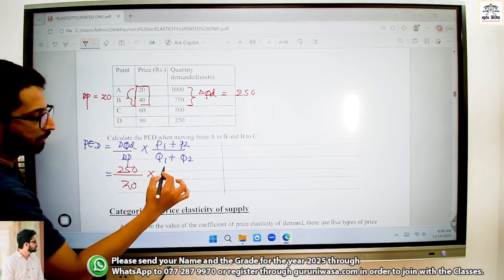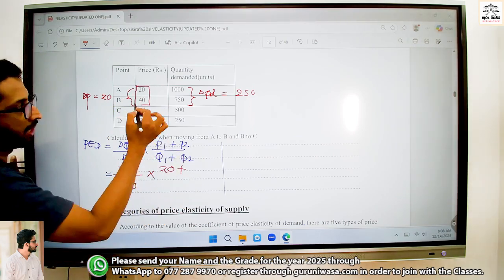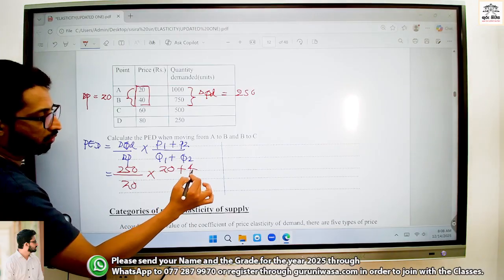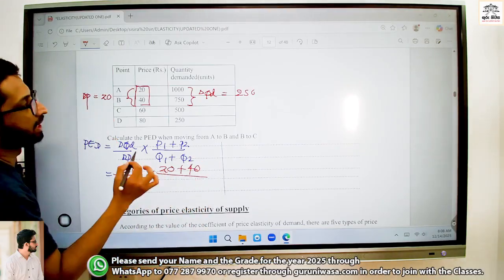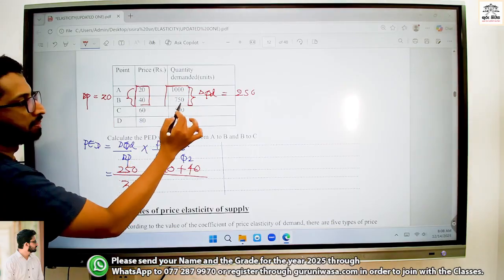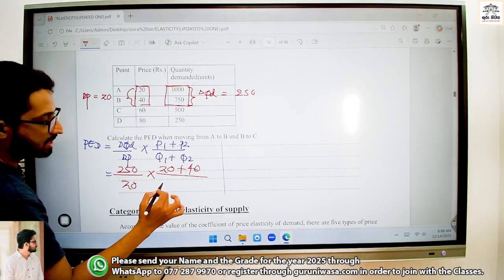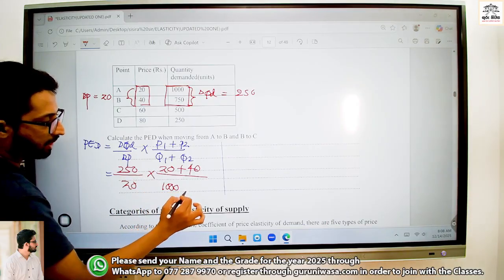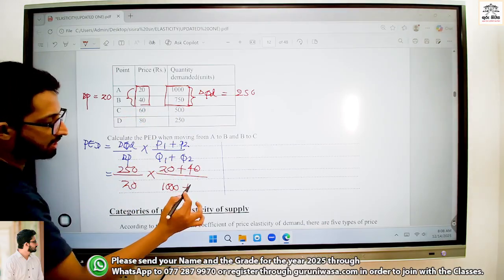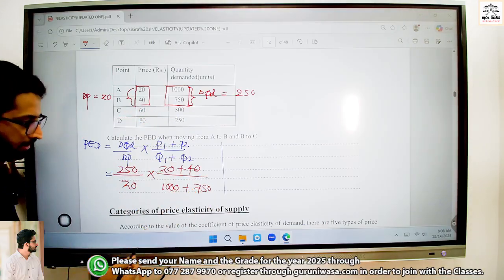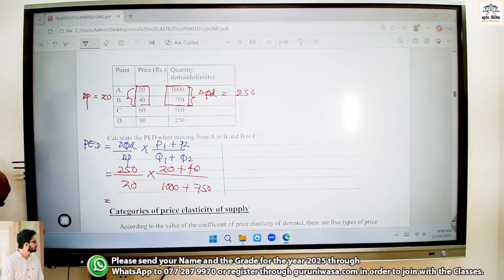P1 means 20, plus the second price, how much? 40, divided by these two quantities demanded together. At price 20 demand is 1000. At price 40 demand is 750. Clear? Use your calculator and tell me the answer.